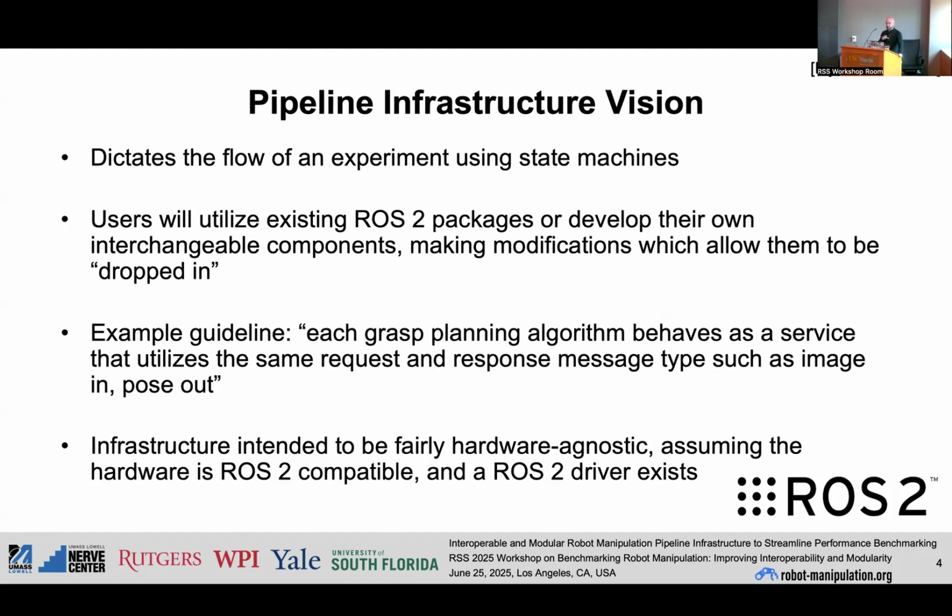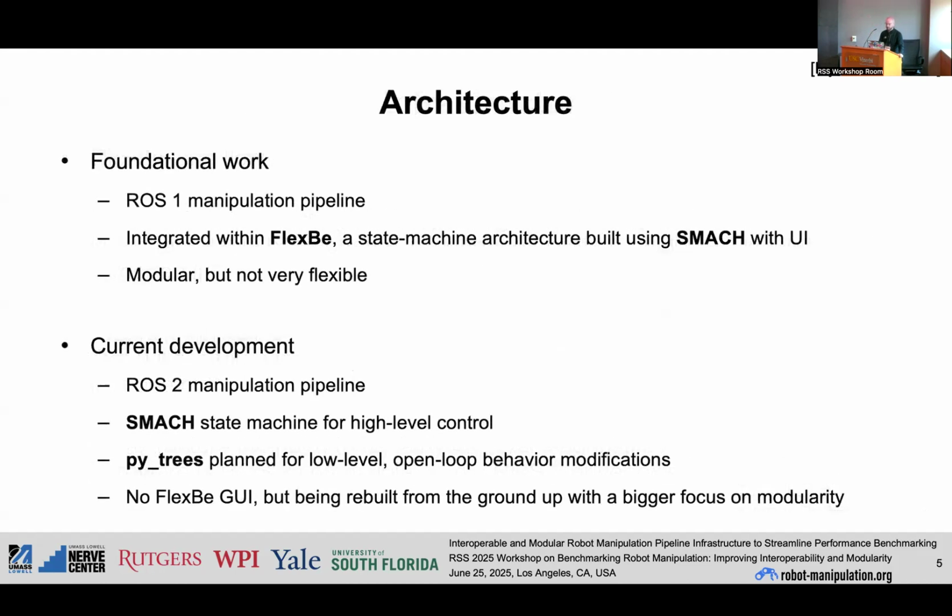With this, there's a series of guidelines we're developing that hopefully we'll get some insight on from this workshop, such as, for example, every grasp planning algorithm behaves as a service and utilizes the same request and response message type, such as image in, pose out. And this will depend on the particulars of your grasping algorithm, but that's just an example. We're also intending for this to be as hardware agnostic as possible. Of course, we're still in the ROS2 transition phase, with a lot of hardware not currently supported, so there are a lot of assumptions being made there.